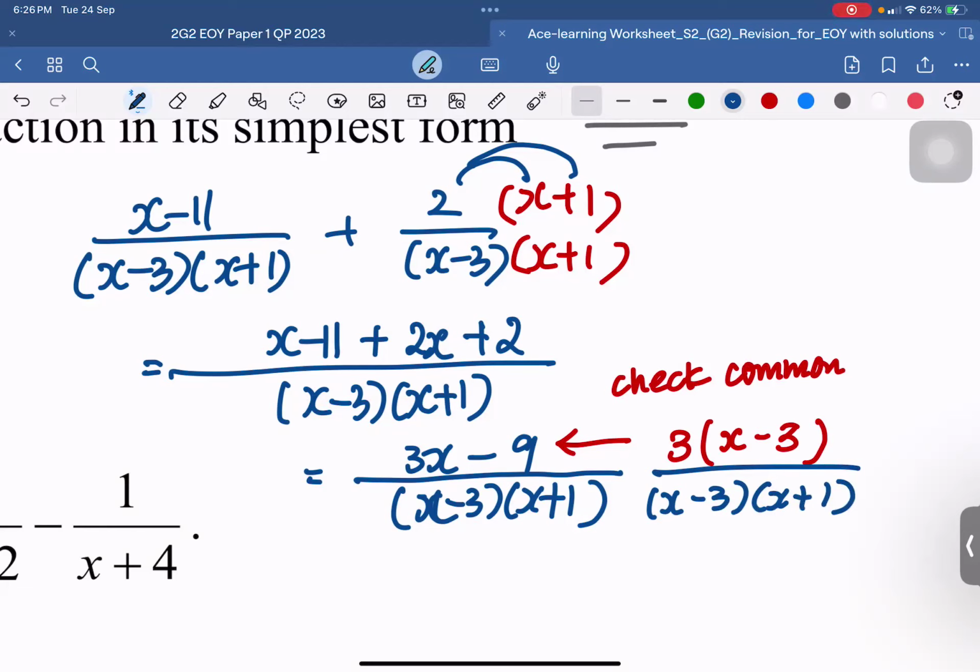Observe. Is there anything that is common now? x minus 3 can cancel out. Yes, can cancel out the whole bracket, not term by term, but the whole bracket. Then this one becomes 3 over x plus 1. Answer. Is this okay? This one must take note, okay?